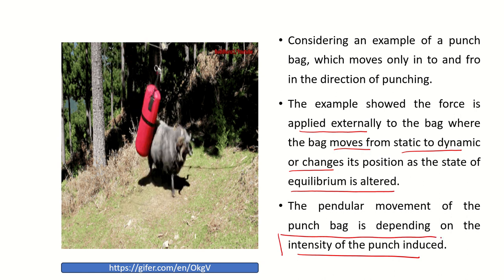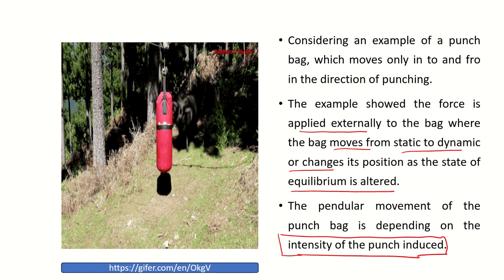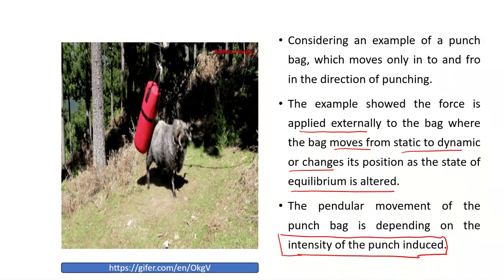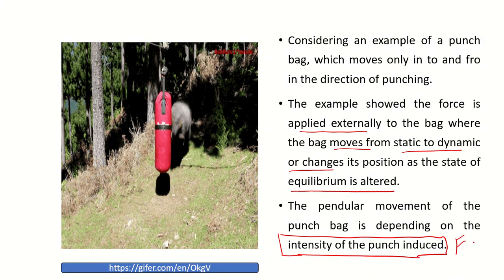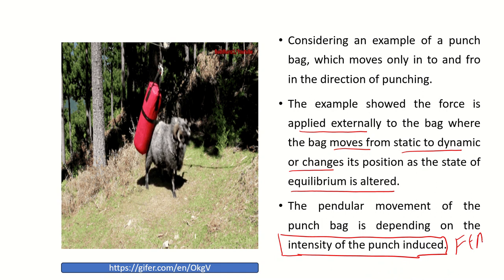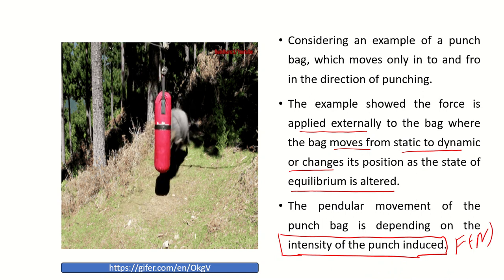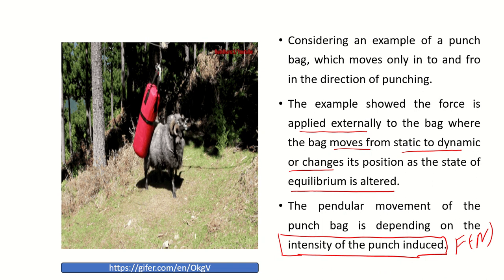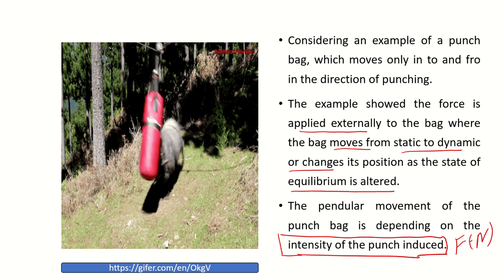Now, this is very important when you talk about an object. The object moves to and fro or in a single direction depending only on the amount of force applied. That is, how many newtons of force you apply, that much the object moves in any one direction or to and fro in our condition. In our example, it is the punch bag.